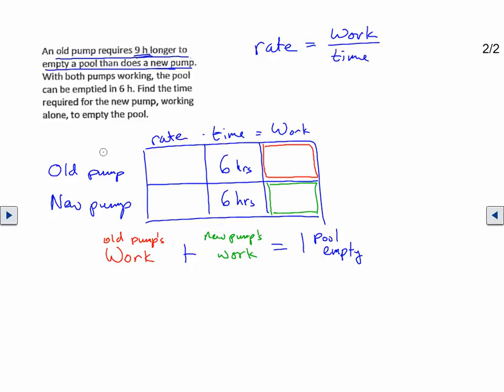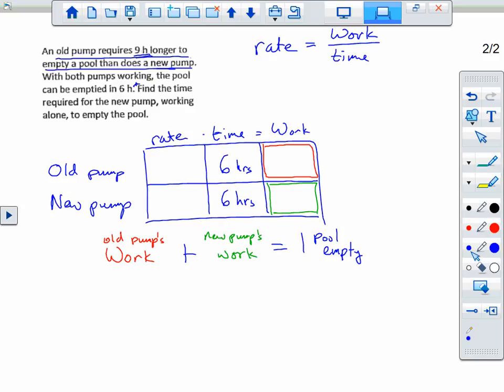And if we go down to the last sentence of this, it asks me to find the time required for the new pump. Okay? And so what we're going to use is this idea that, if it took the new pump, let's say 4 hours to empty a pool, then what is the rate at which the new pump works? If the new pump took 4 hours, how much does it do every single hour? What is the rate at which that pump is working? Well, it does 1/4 of the job per hour, right?